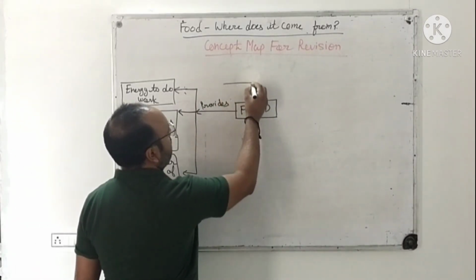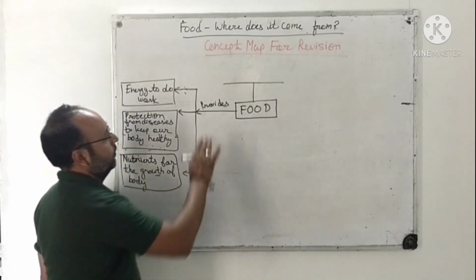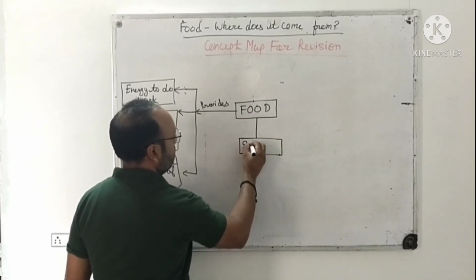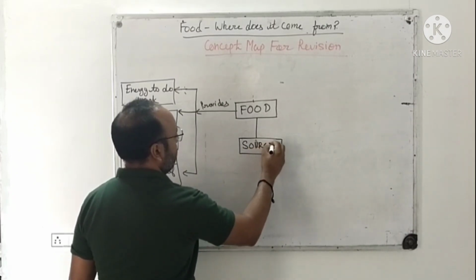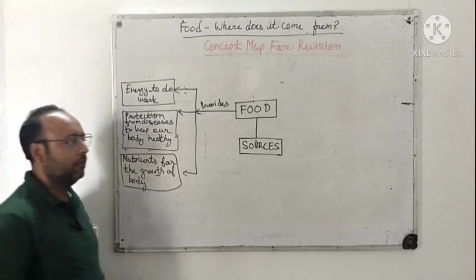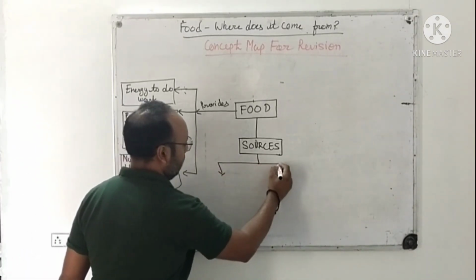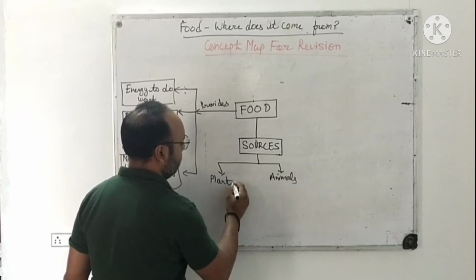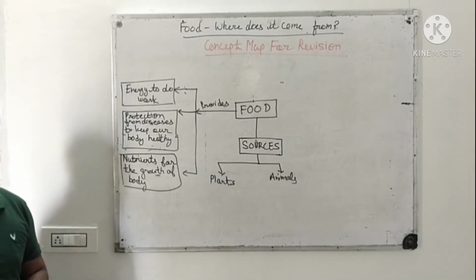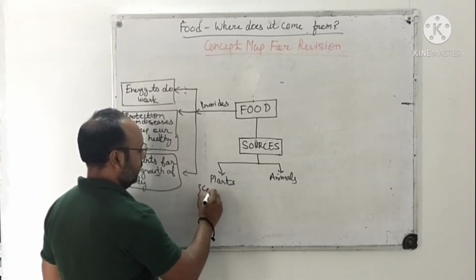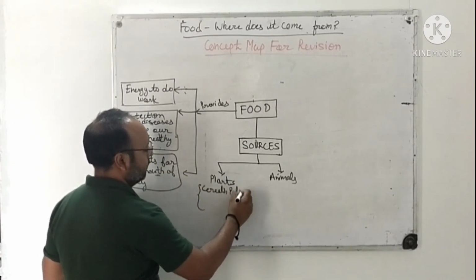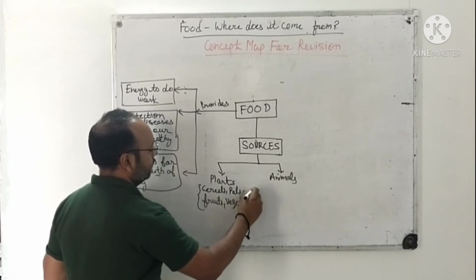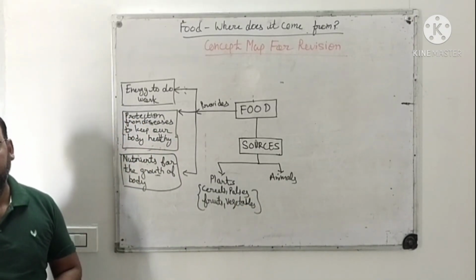Then comes a very important thing, that is sources. Sources means from where we get the food. There are two main sources of food that we all know: plants and animals. From plants, we get cereals, pulses, fruits, vegetables, and so on. Right? So these all we get from the plants.